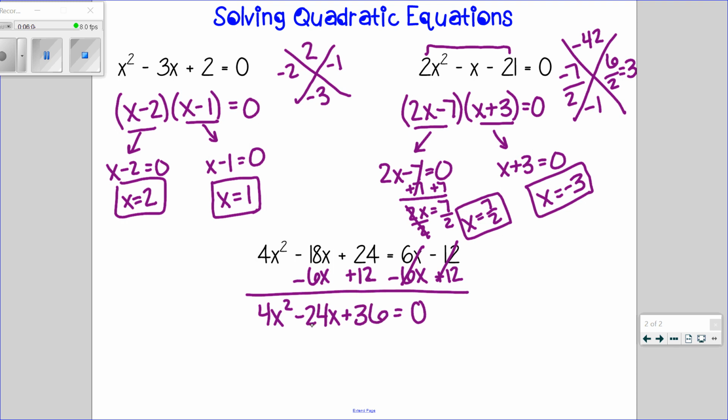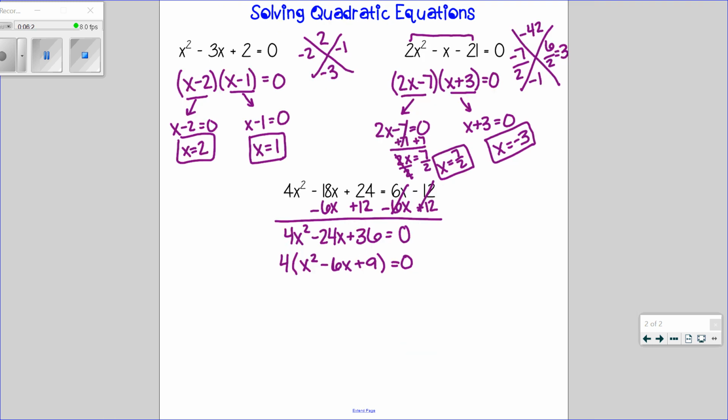Awesome. Now it looks like we can take out a GCF. So 4 is going to go into all of those. So we take our 4 out. We have x squared minus 6x and then plus 9 equal to 0. And then again, we just factor it with our diamond, or grouping if you prefer that method.